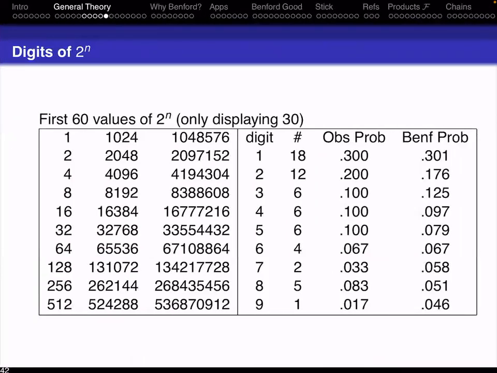Let's look at some data. So let's look at powers of 2 to the n. There's a limit to how many I can show on the board. I'm going to look at the first 60, but I'm only going to display the first 30 because the numbers are getting quite big. I report how often I get digits 1 through 9. I report the observed percentages and the Benford probabilities. So you can see, 1, I should get about 30% of the time. I get about 30% of the time. 2, I should get about 17.6%.